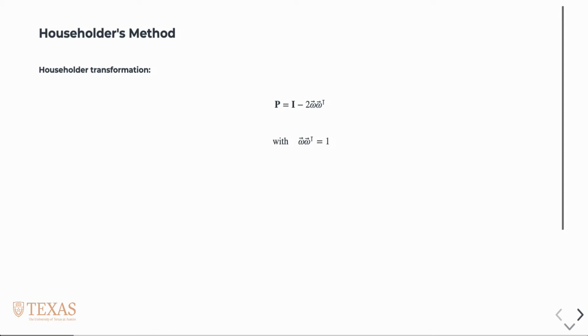First thing I want to say is a definition when I'm talking about matrices: two matrices are similar. A is similar to B when they have the same eigenvalues.